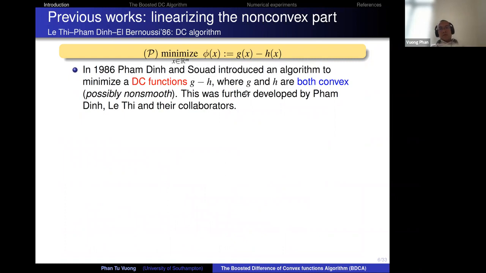The second one is the DC algorithm, difference of convex algorithm, proposed by Pham Dinh, Le Thi, and their collaborators in 86. The idea is also very simple, just linearize the non-convex part. And we note that the DCA can work for both functions g and h which are non-smooth. And in this case, the critical point is defined by this quantity: the subgradient of h at x star is a subset of the subgradient of g at x star.